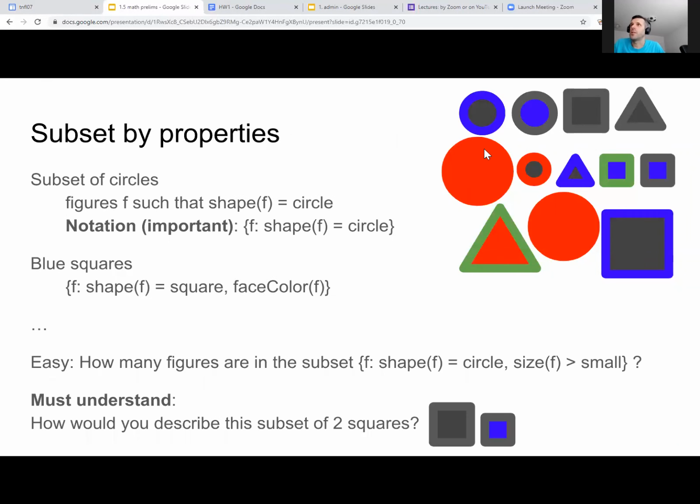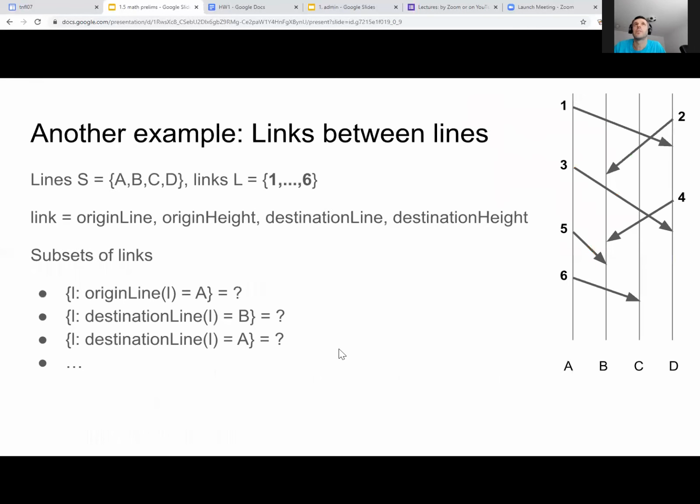And then the important thing is singling out the subsets by properties. So finding shapes which are circles, and the notation for it, we're looking for shapes F such that, and this colon notation, F such that shape of F is equal to circle, and so on. That's important. And I encourage you to try to answer these questions. For instance, how would you describe with mathematical notation this set of squares?